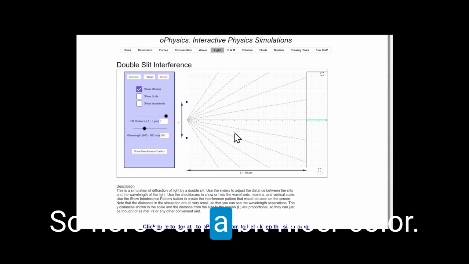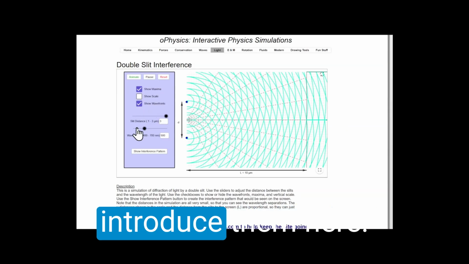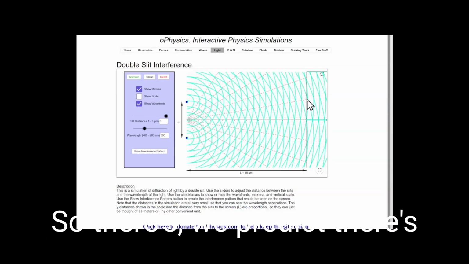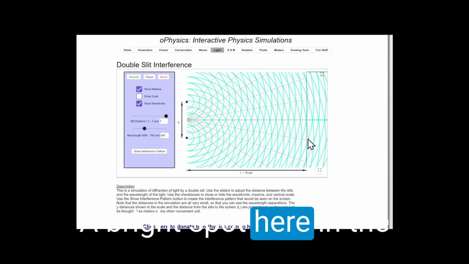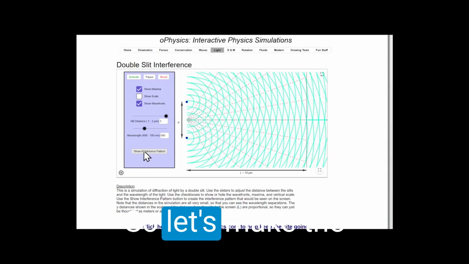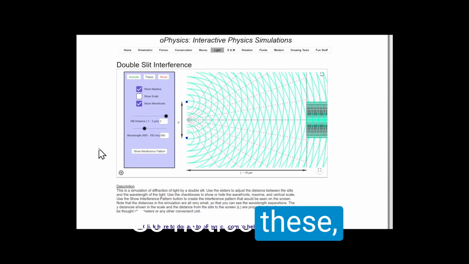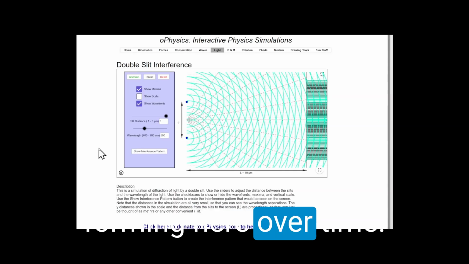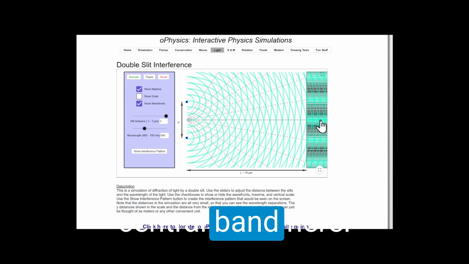So here's a bit nicer color. So we have the wavefronts, we introduce them here. So maxima, maxima, maxima, maxima. So we predict there's going to be a bright spot there, a bright spot here. In the middle here, there's going to be one here and here. So let's make the interference pattern. So notice these bands that are forming here over time. Okay, so here's the central band here.